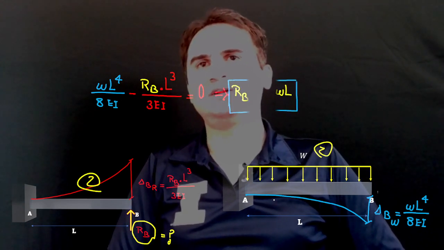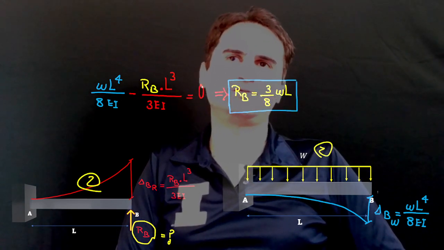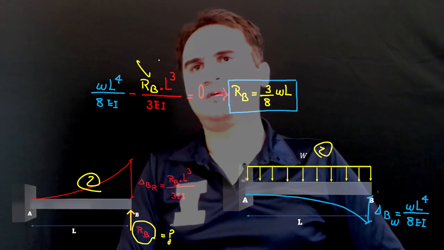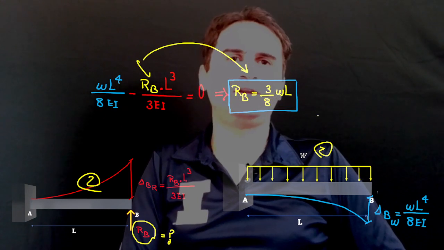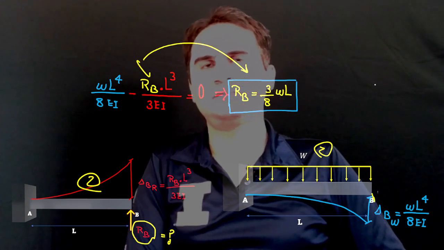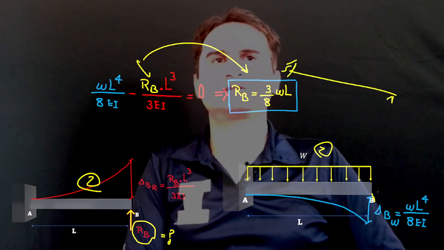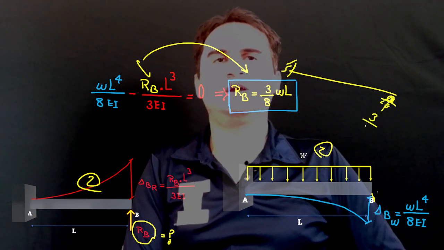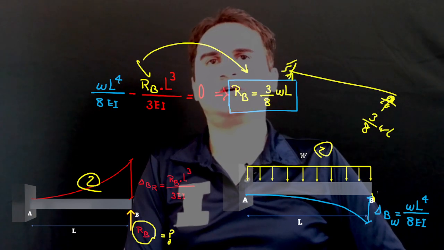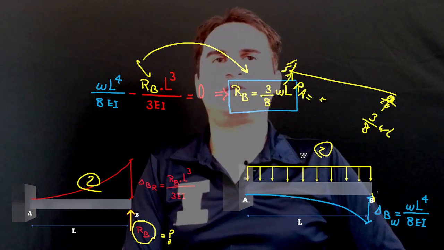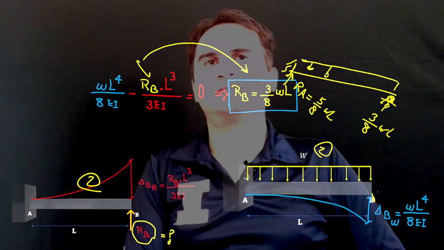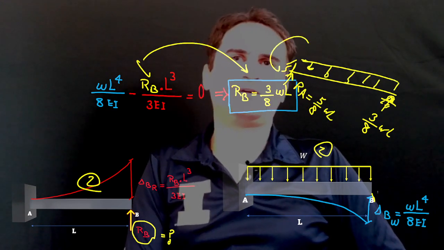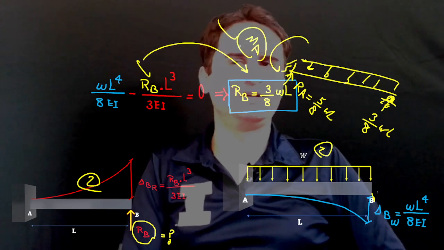Then for the real structure, we know delta is equal to 0, and the only unknown here is RB. RB is 3/8 times W. RB, the main structure, is 3/8 of W. Definitely RA is 5/8 of W, and you can also easily calculate MA.